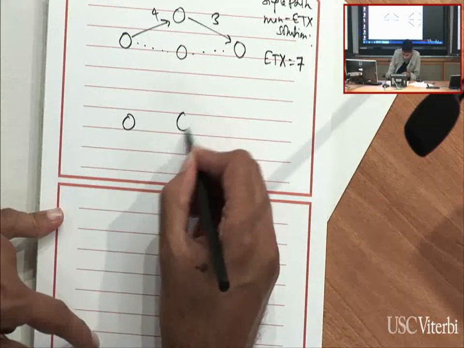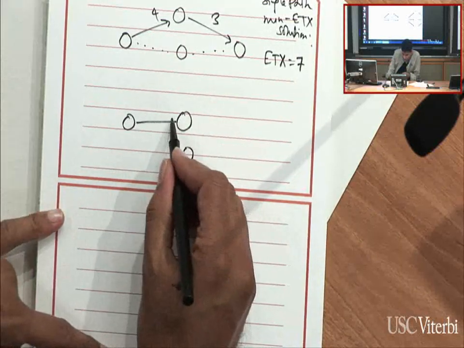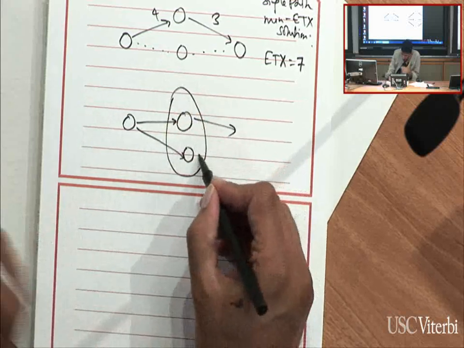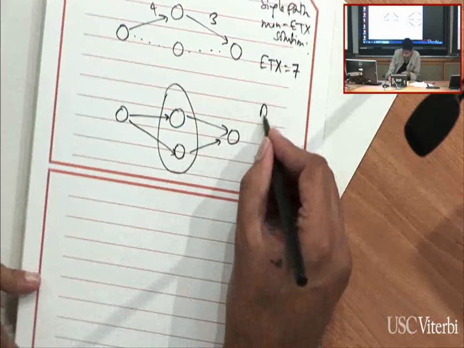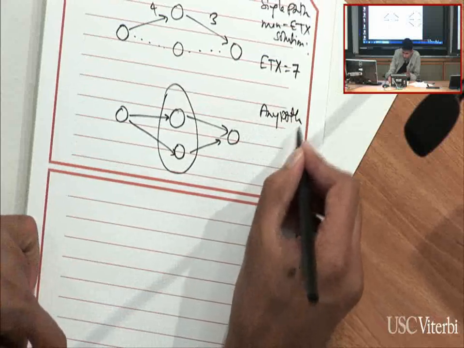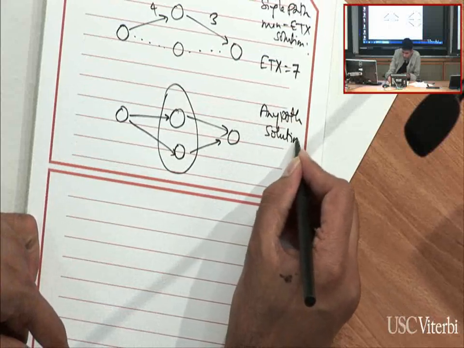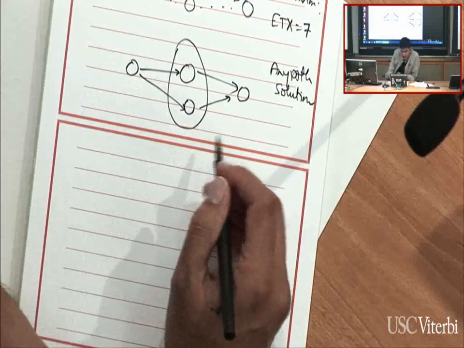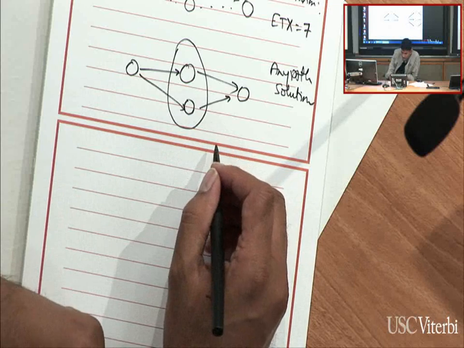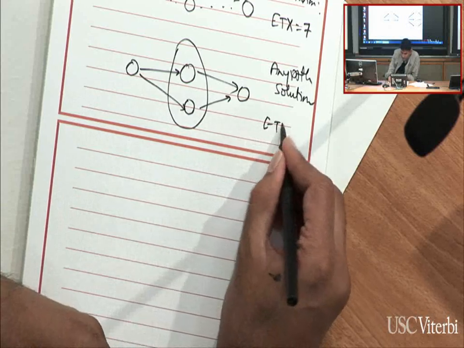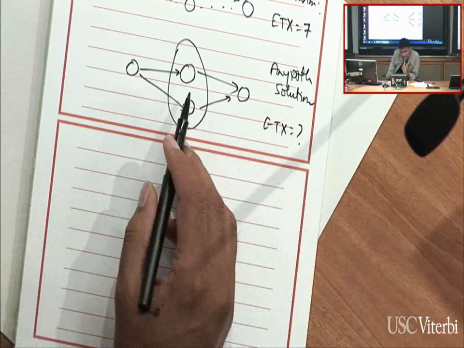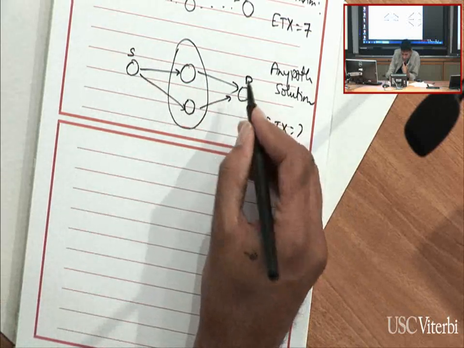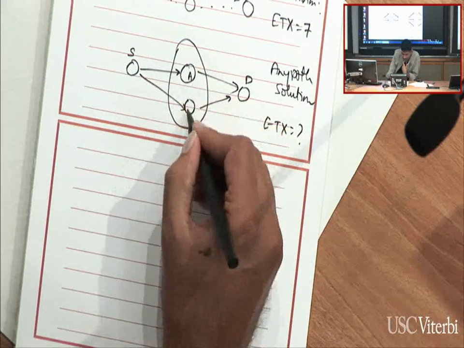Now we're saying we have a different solution which looks as follows. We're going to call this the any path solution. In fact, there was a third node here. I'm going to leave it out for our discussion at the moment. And what would be its ETX? And also, what is the scheme exactly? What the scheme says is, let me label these nodes. Let's call this the source node, the destination node. Let's call this node A and node B.